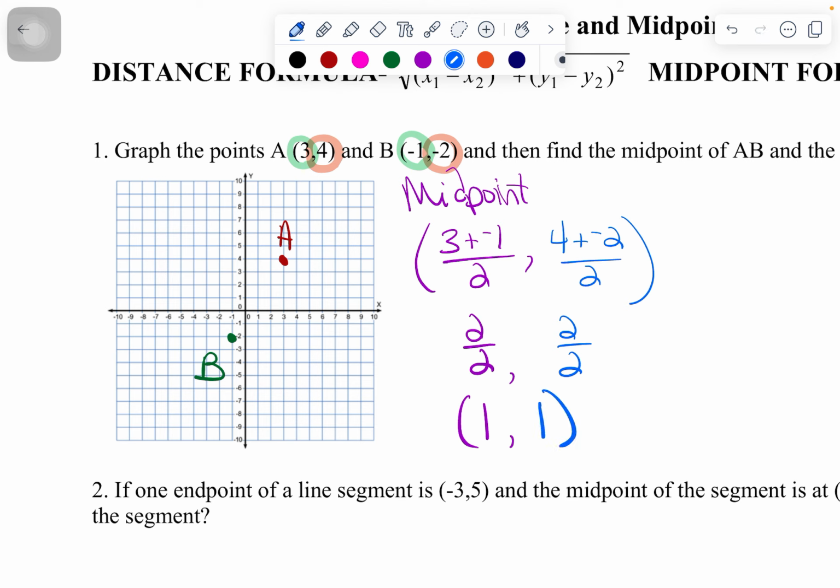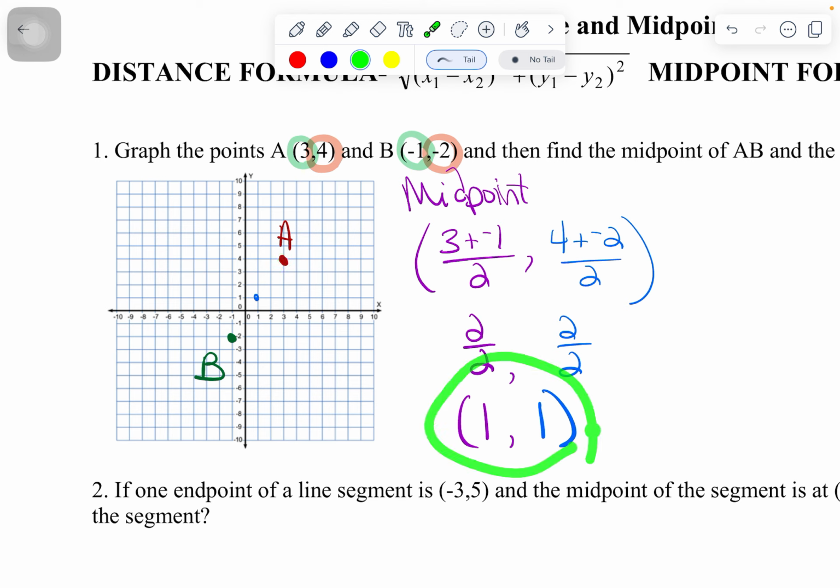And here's the thing, it's not required, but if you were to graph the point (1, 1), so let me go ahead and do that. So (1, 1), it basically looks like it's halfway between those 2 points. Now, again, not needed, not required or anything, but it's always a good idea to check.